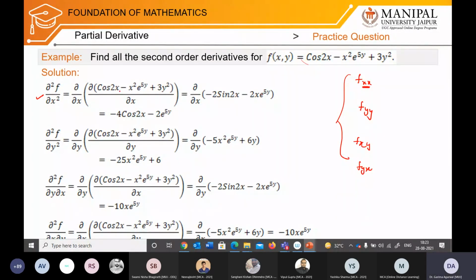So the partial derivative of cos 2x is minus 2 sin 2x. The partial derivative of this term is 2x e raised to 5x, and the partial derivative of this term is 0. Then again the partial derivative of this term: differentiation of sin 2x is cos 2x times 2, and in this term e raised to 5y will be constant, and differentiation of x is 1, right? Similarly, we can find the second order partial derivative.